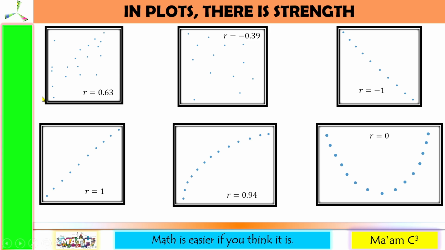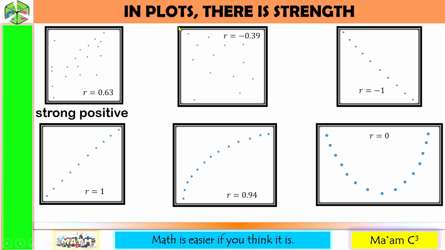So here you can see that there is a trend of line and our R is equal to 0.63. 0.63, this is in between 0.5 and 1, so we have a strong. And since this is positive, so we have a strong positive correlation.